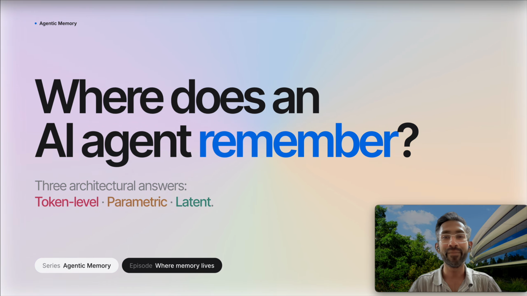The paper, Memory in the Age of Agents, gives us a clear taxonomy. Memory in AI agents takes three fundamentally different forms. And today, I want to walk you through each one.